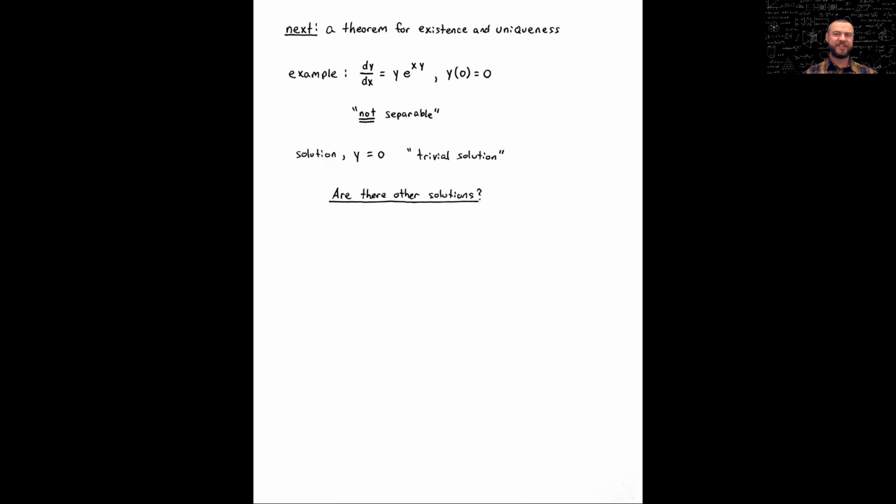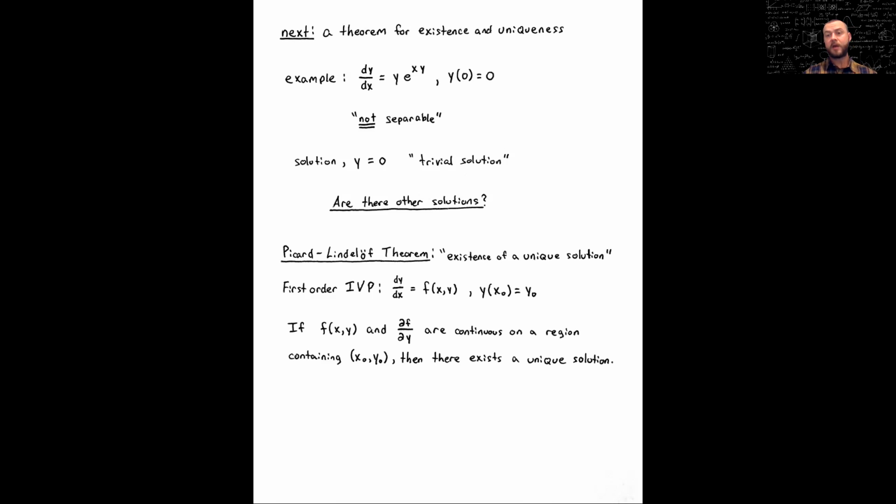Now, this probably seems too simple. You might be thinking, are there other solutions out there that maybe requires another method? Maybe, since this isn't separable, we can just use another method. But is there another solution? This is where our theorem comes in. And it's known as the Picard-Lindelof theorem. And it addresses the existence of a unique solution to a first-order initial value problem.